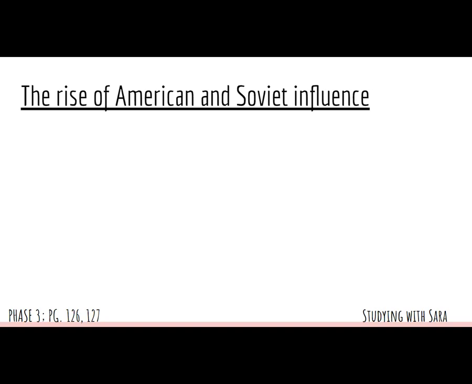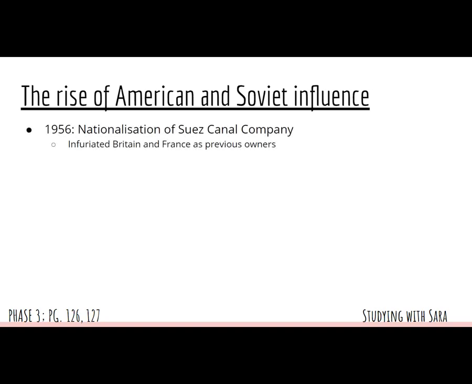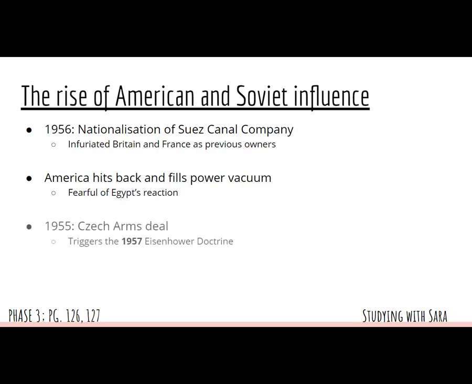As we look into Phase 3, we can see why America and Soviet influence rose. In 1956, Nasser, the Egyptian president, nationalized the Suez Canal Company. This angered Britain and France as it was a source of income for them. As a result, joined with Israel, they secretly planned to attack Egypt, recognized as Operation Kadesh. Upon hearing this, America became infuriated with the 3 countries, as it could have caused Nasser to lean towards Soviet aid. The 1955 Czech arms deal also strengthened the friendship between Egypt and the Soviet Union, establishing themselves as a rival to America.